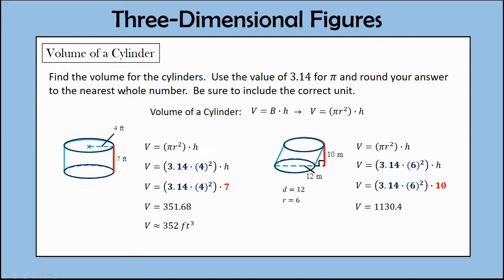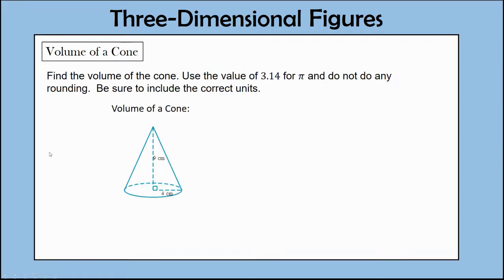And then they said round to the nearest whole number. So we're going 1,130 feet cubed. Oh, actually, I'm sorry, meters cubed, that should say. But they said round to the nearest whole number. That's your ones position. 4 is not enough to round it up, so we round it down. And again, I show approximate here. Okay, so that's a cylinder.